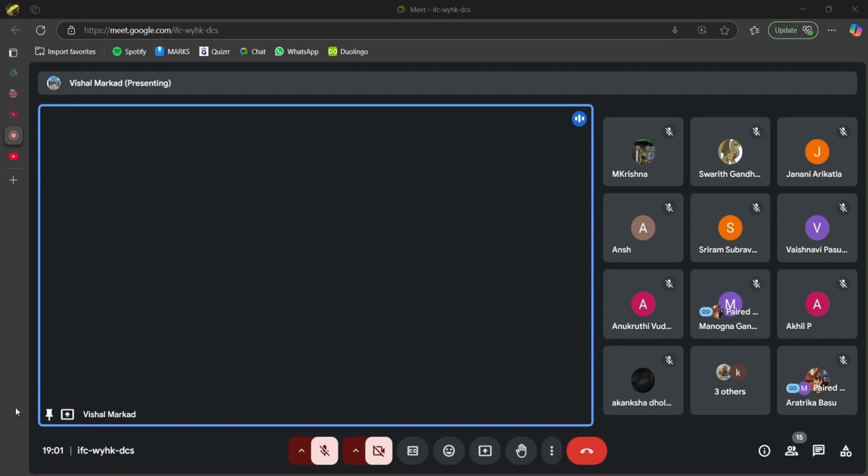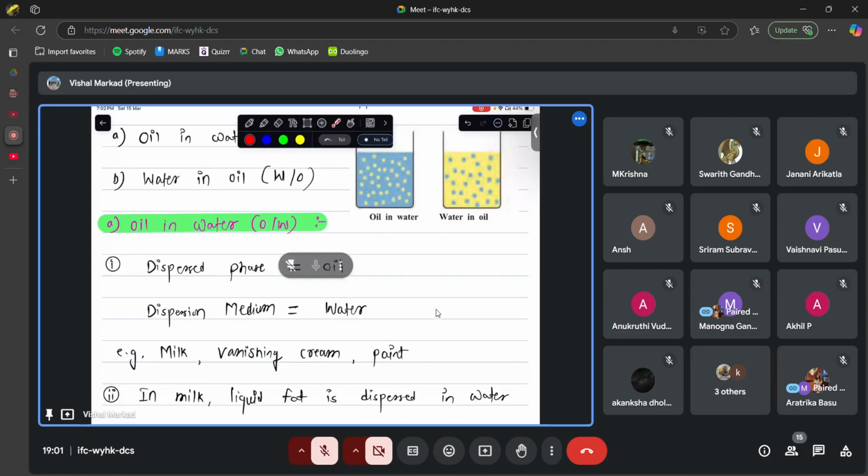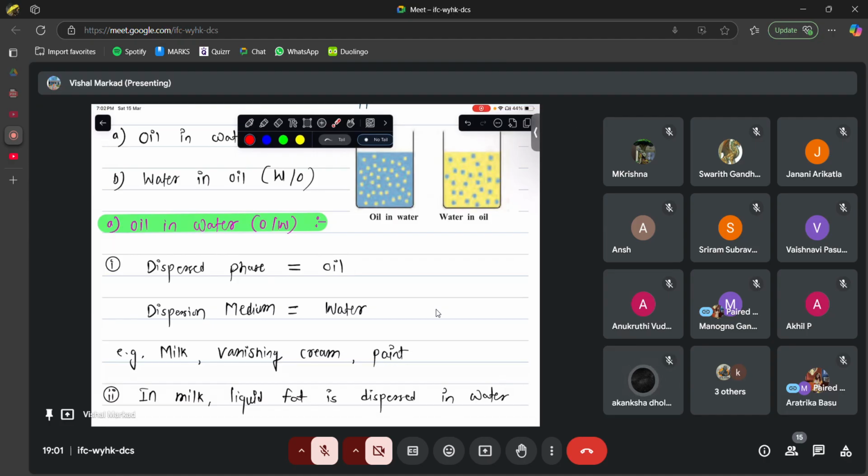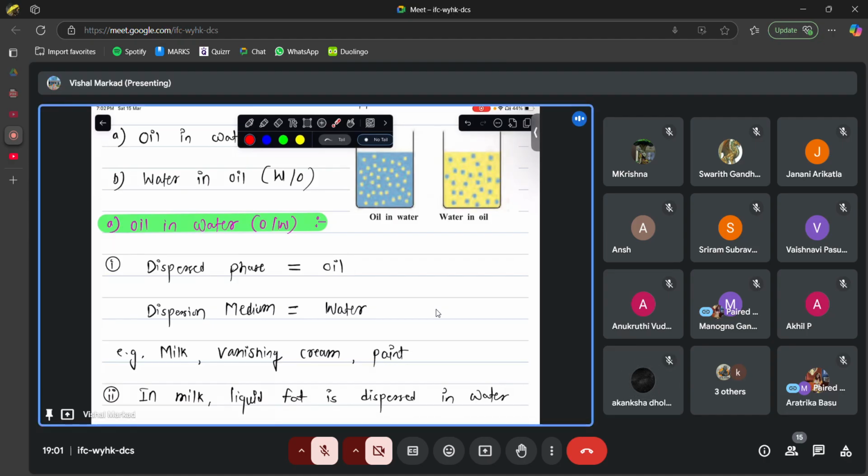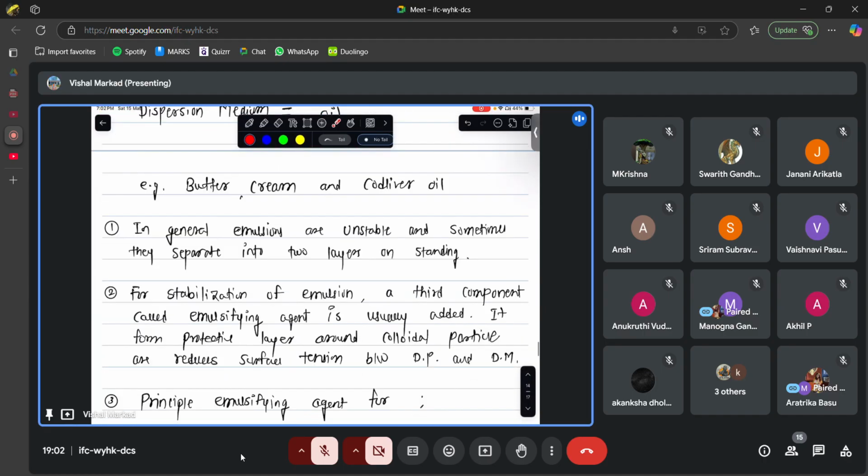Now, simple thing. Is milk stable or unstable? If we keep milk open for a longer duration, what will happen? It will get spoiled. Right? That is why it is unstable. Milk is an example of a colloid. Emulsion is one of the examples of colloids. So milk is a colloid which is unstable. So that's what I have written here.